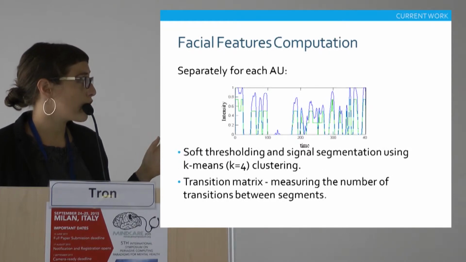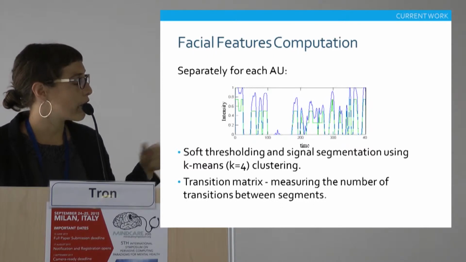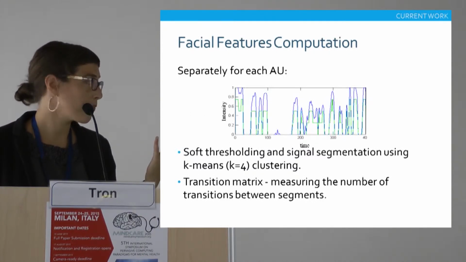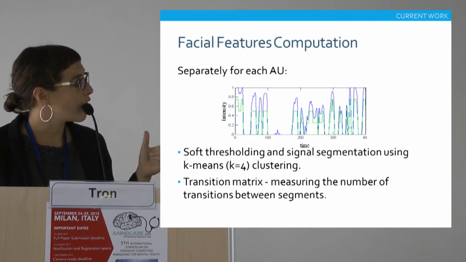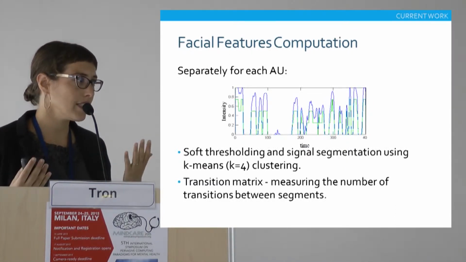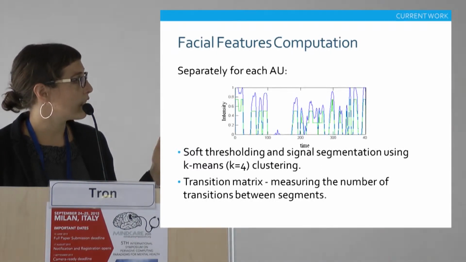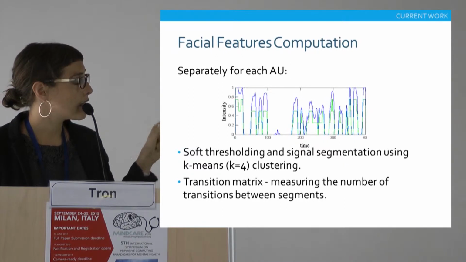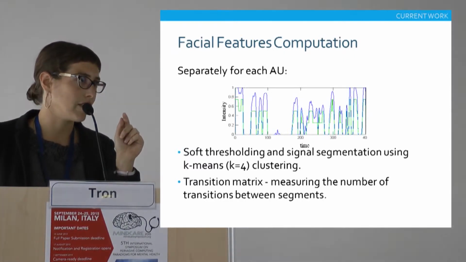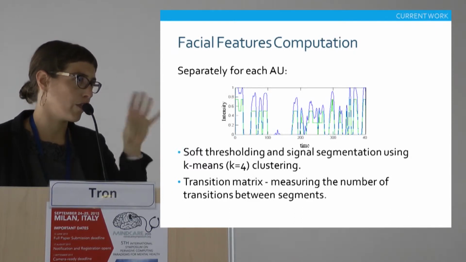First, separately for each action unit, we segmented the data using K-means clustering. So instead of a continuous signal from 0 to 1, we got an integer from 1 to 3. And then we were interested not only in the intensity of the action units or their presence, but also in the way they change over time. So what we did is calculate a transition matrix. This is a matrix that represents the number of transitions between levels of activity. So from 0 to 1, from 1 to 2, from 2 to 3, and we just count the number of these transitions.